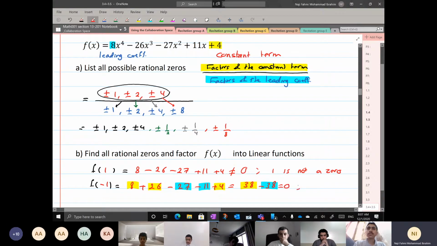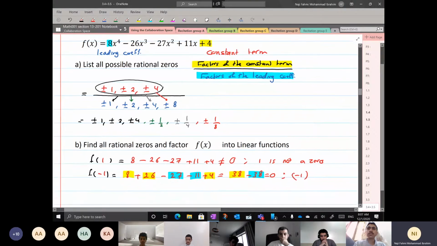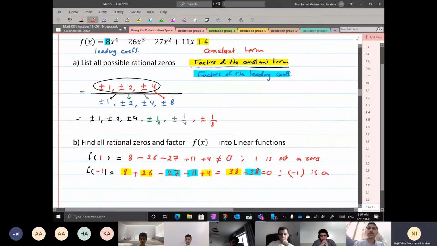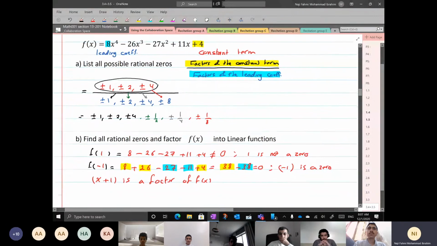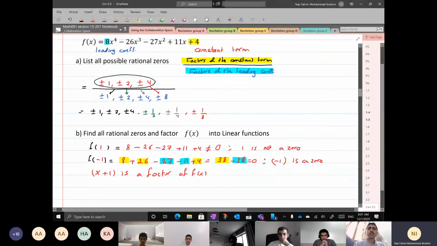So the answer is 0. So what do I say here? -1 is a zero. And what does that mean? It means that x plus 1 is a factor of f of x. Now, since we know one factor, how can we find the other factors, if you remember last time? Division. Thank you very much. We will divide to find the other factors. Of course, I will divide by synthetic division now.